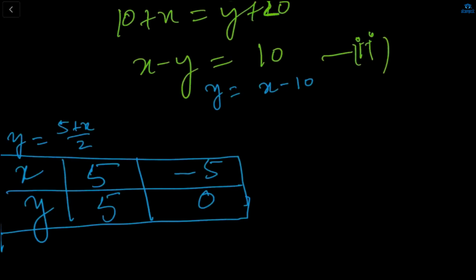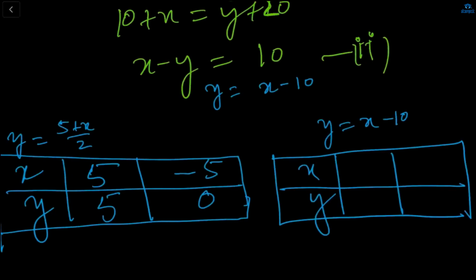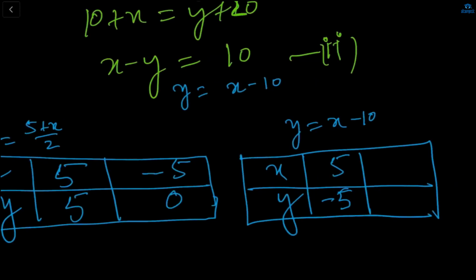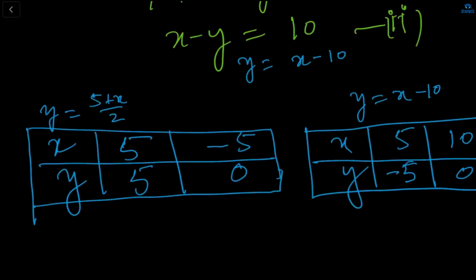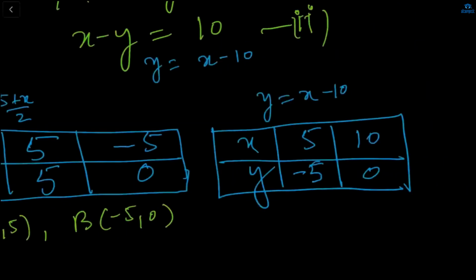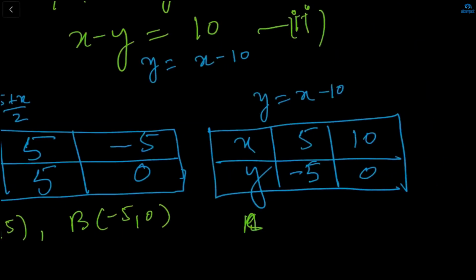Now the second one, y is equal to x minus 10. If you put the value of x as 5, you will get minus 5, and if you put x as 10, you will get 0. So the points here are A (5, 5) and B (minus 10, 0), and for the second, C (5, minus 5) and D (10, 0).